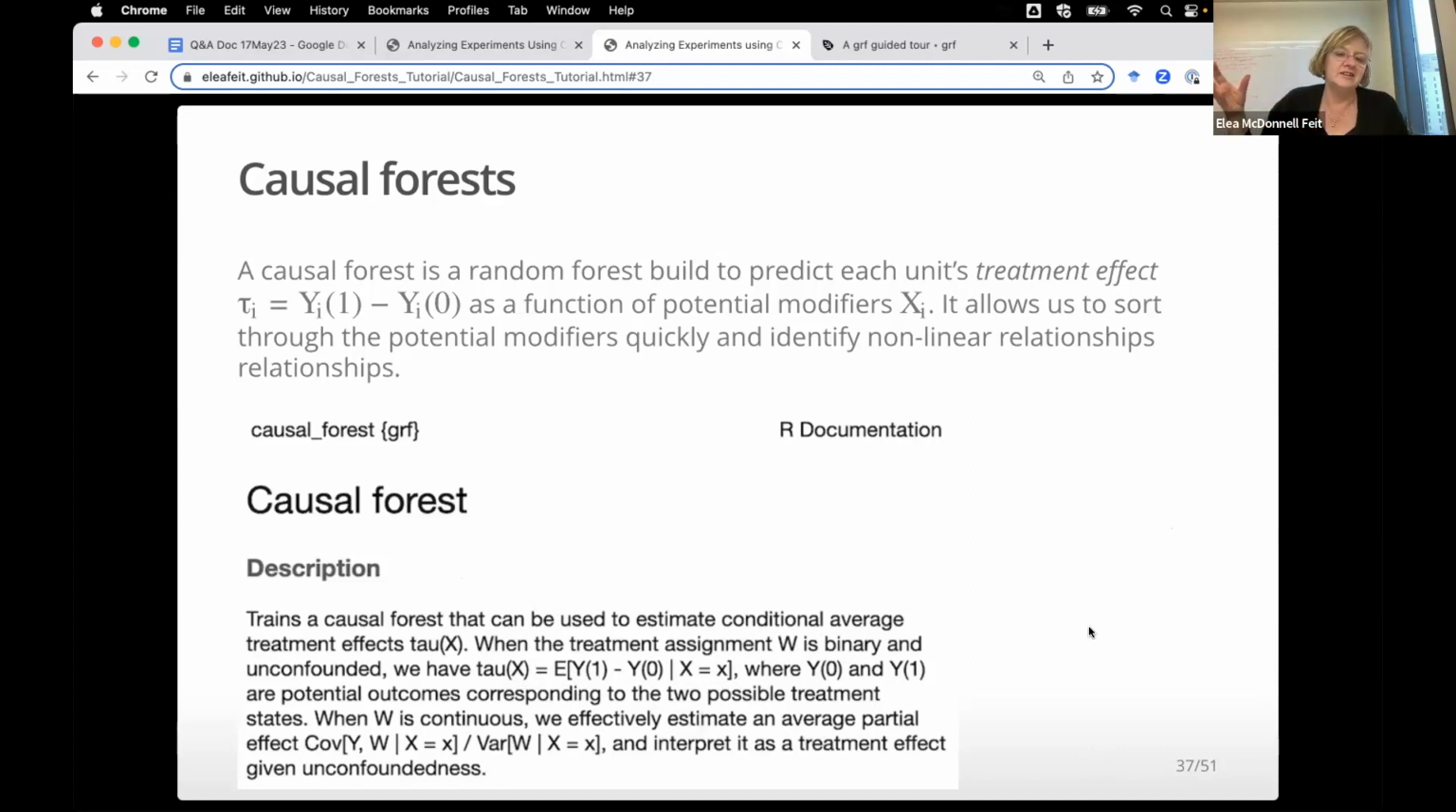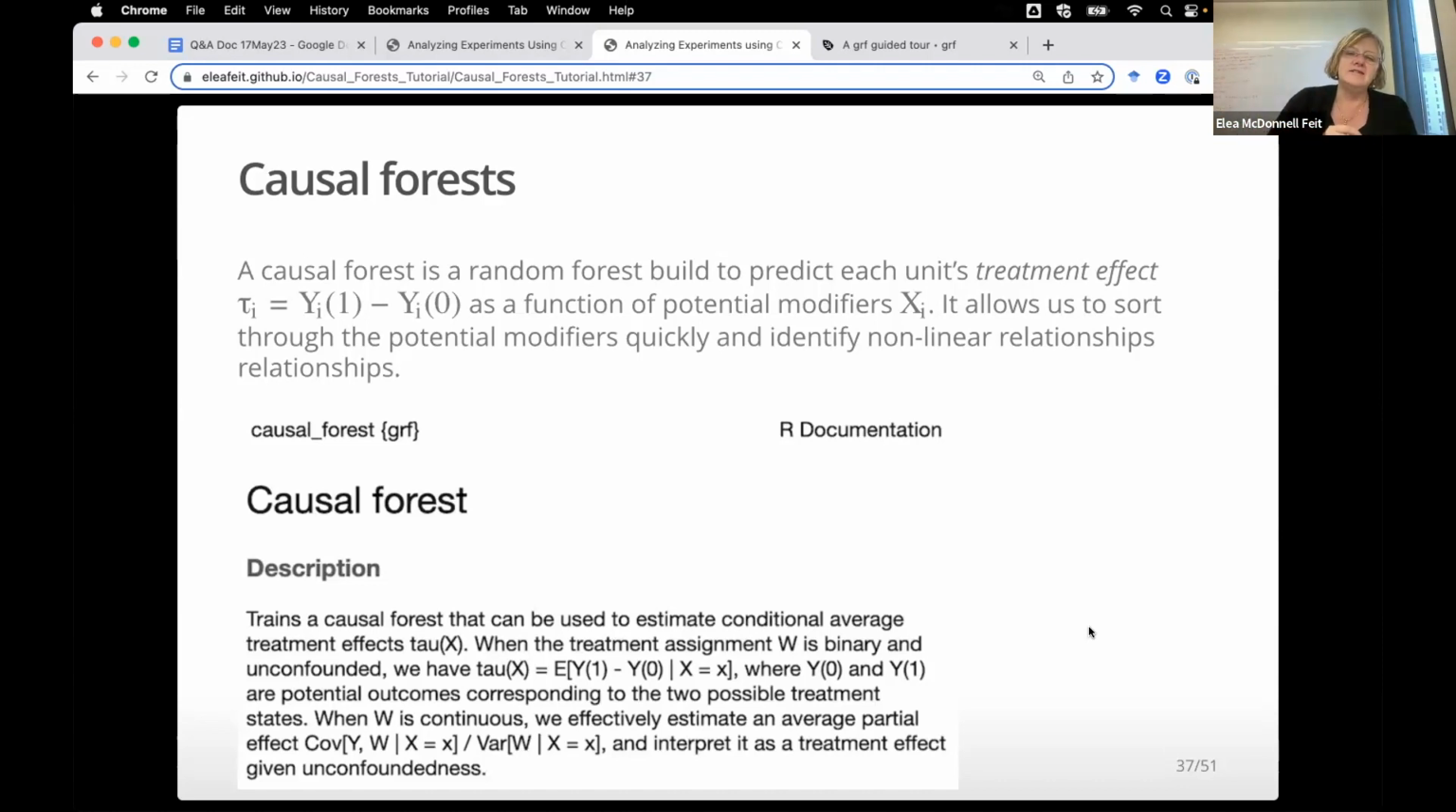If you see that documentation, at first it's like, whoa, what are they even talking about? But because we did all that prep work, you guys know what we're talking about. We're trying to estimate these individual level treatment effects as a function of the potential modifiers. What we're going to do is build a random forest, but instead of predicting the outcome, we're going to predict the treatment effect. That's the twist. That's kind of the whole idea.